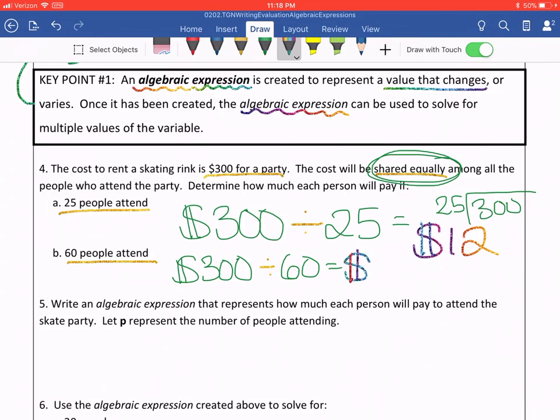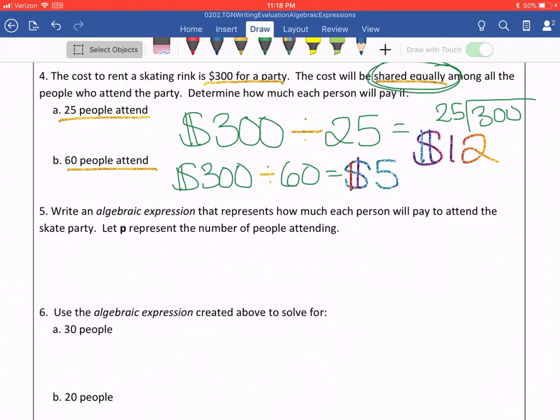Hopefully when you solve that out, you got the solution of $5 for each person to pay. So let's move this into the realm of algebra and write an algebraic expression that can represent how much each person will pay to attend the skate party. It's giving us a variable here. We need to use P to represent the number of people attending. That makes sense. P is going to represent people.